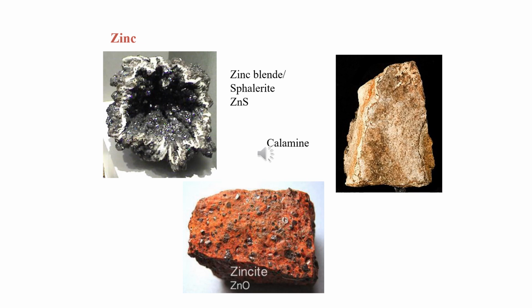Let us also study some ores of zinc. We have shown three ores of zinc in this picture. The first one is zinc blende, which is also called sphalerite, and it has the formula ZnS. It's a sulfide ore of zinc. The second one is calamine. This has the formula ZnCO3. It's a carbonate ore of zinc. And the third picture below is zincite with the formula ZnO. It's an oxide ore of zinc.